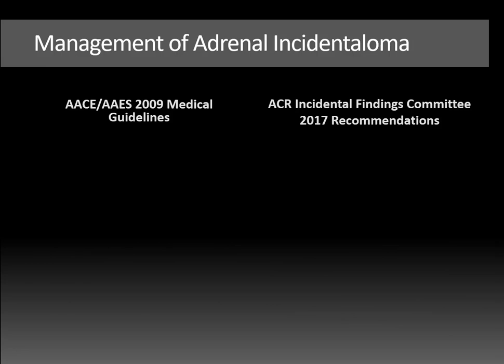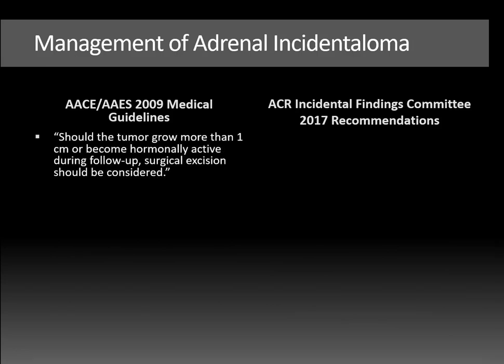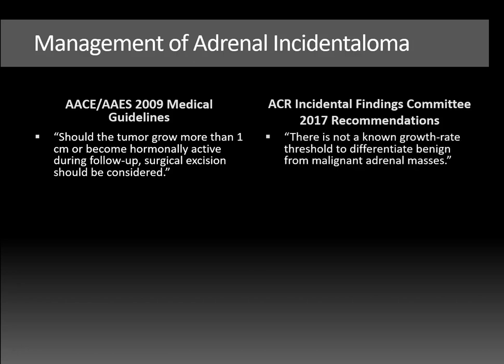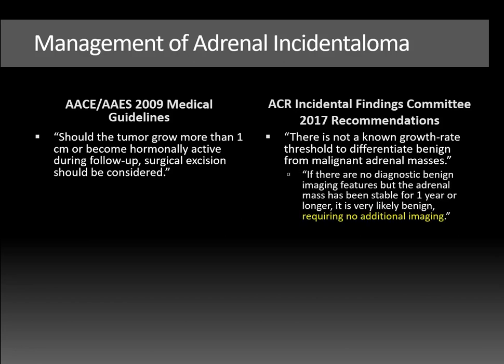All right, now, the endocrinology guidelines state that if the tumor grows 1 centimeter or more, or if it becomes hormonally active during follow-up, surgical excision should be considered, whereas the radiology recommendations note that there is not a known growth rate threshold to differentiate benign from malignant adrenal masses, so they don't describe a specific threshold. However, they do state if there are no diagnostic benign imaging features, but the adrenal mass has been stable for 1 year or more, it's very likely benign and no additional imaging is required. Meaning, if you cannot characterize it as an adenoma, but it has benign features and it's been stable for a year, you can stop following it up.